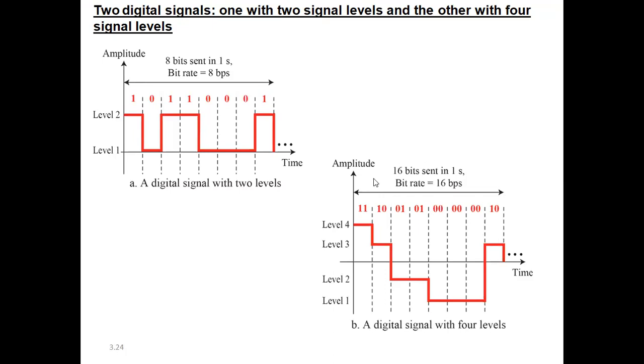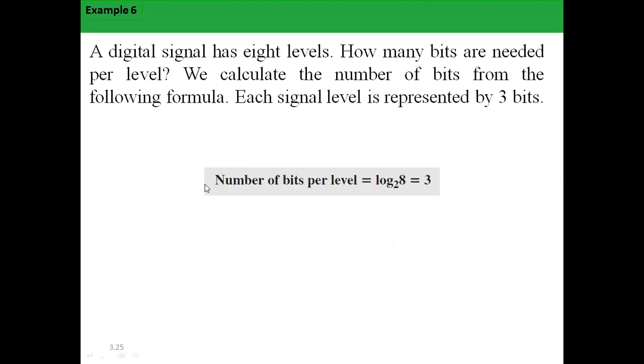This is very simple. We are having 4 levels, 2 to the power 2 is 4 levels. Now this is a very simple question. A digital signal has 8 levels. How many bits are needed? This is very easy. You want to represent your data in 8 different ways, again by means of 0 and 1. So you can have 000, 001, 010, 011, 100, 101, 110, 111.